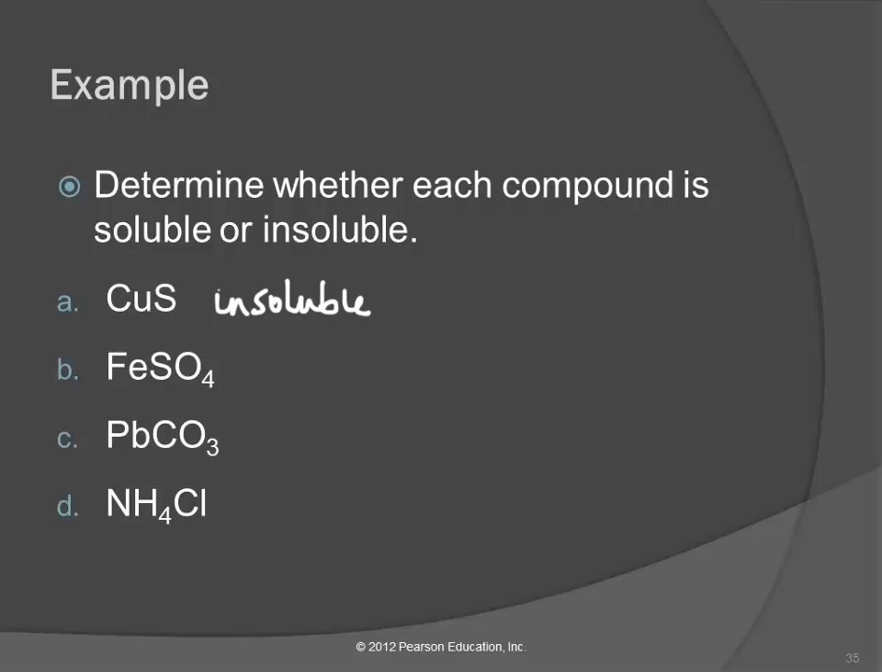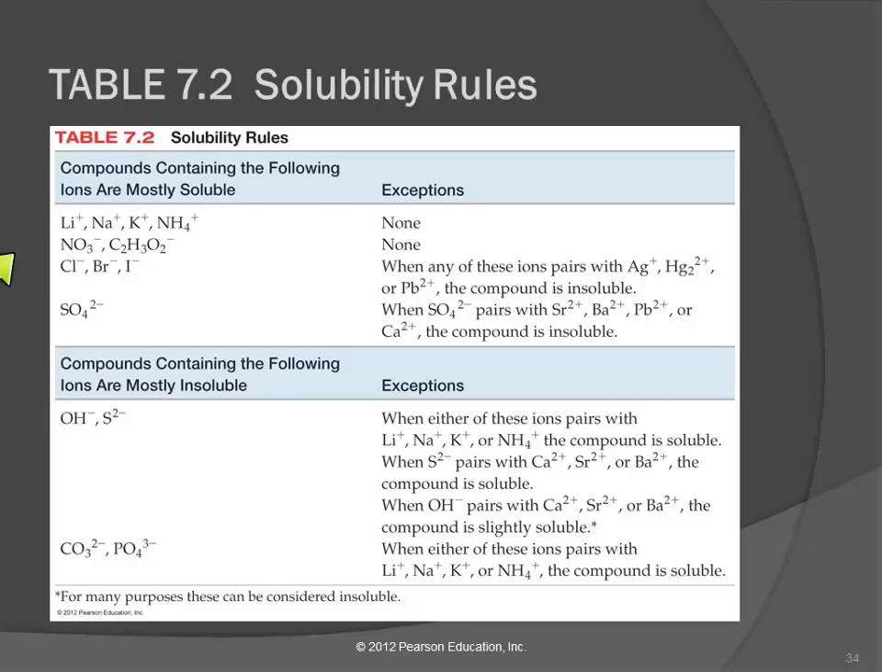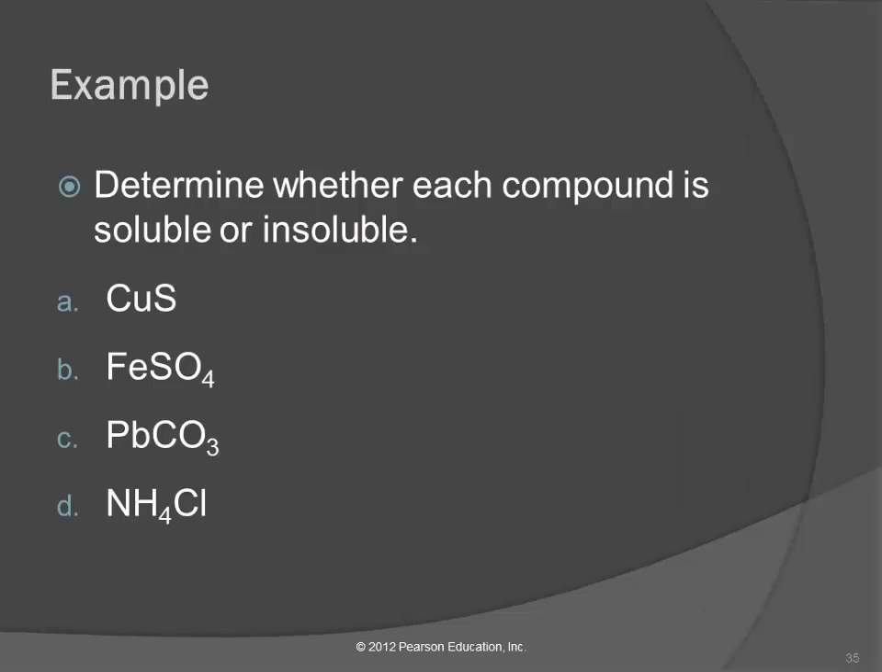FeSO4. So I'm going to go back to the table, and it's going to erase my thing, but that's okay. So again, we look through the top. Oh, SO4 2-. Okay, SO4 2- is generally soluble, but then we have to go check to see if there are any exceptions. Strontium, barium, lead, calcium. Iron isn't listed. So that means, see, now it's gone. Oh well. That this one is soluble. Okay? So this is how we do it.